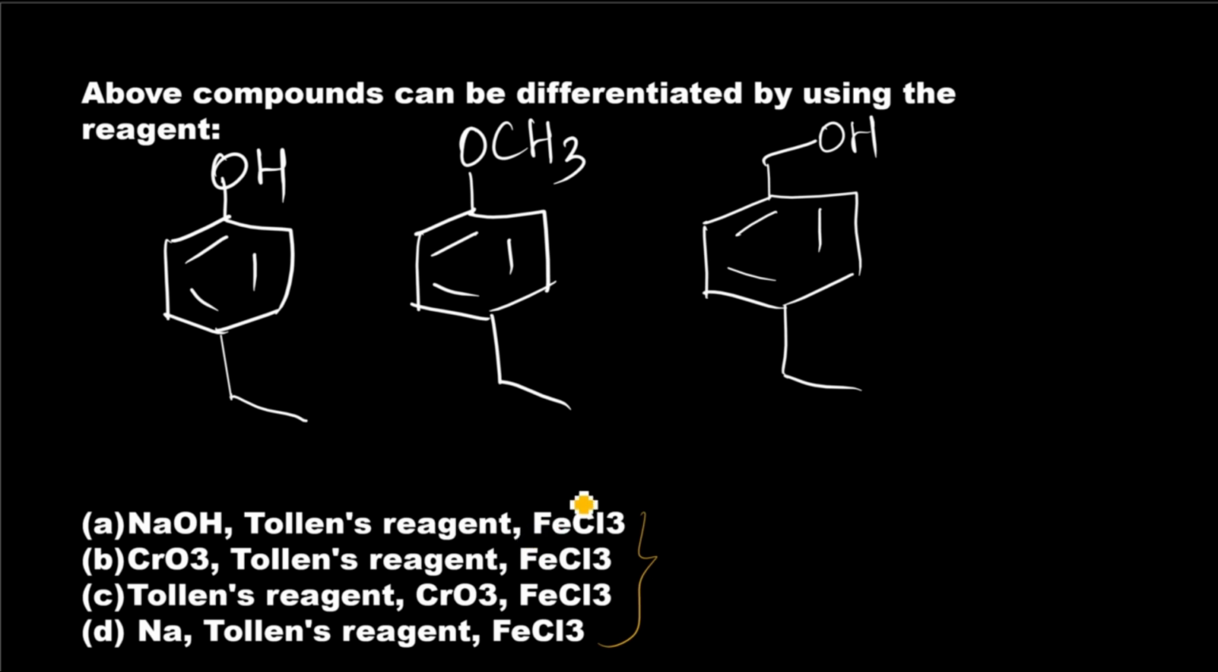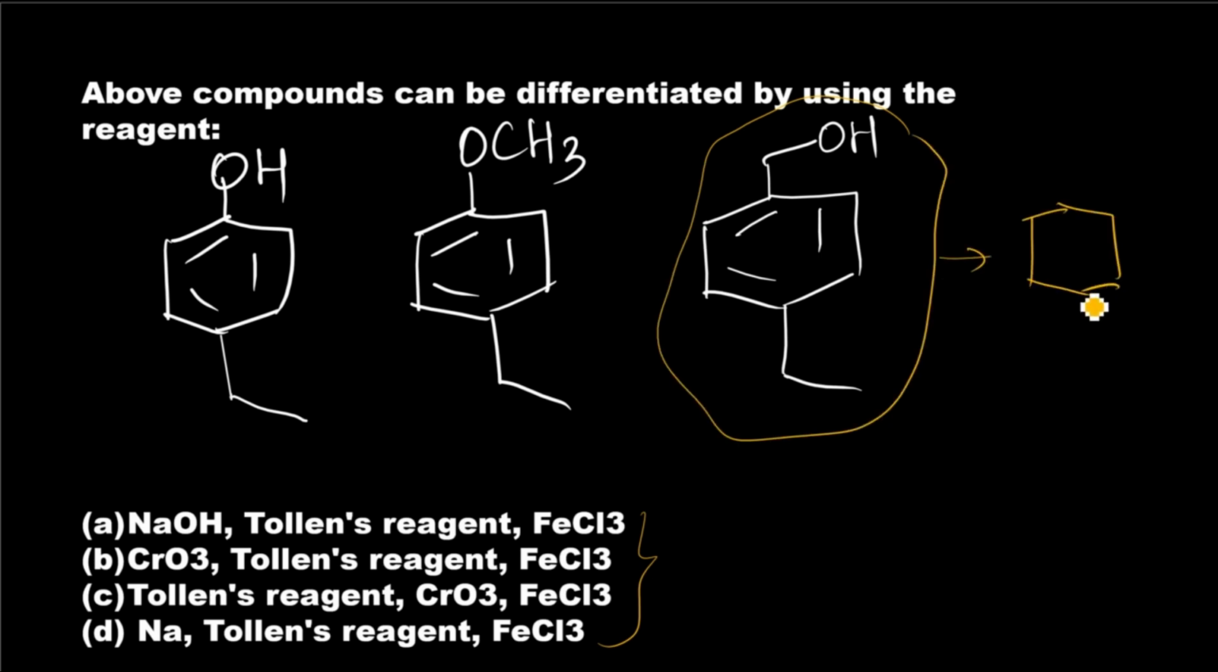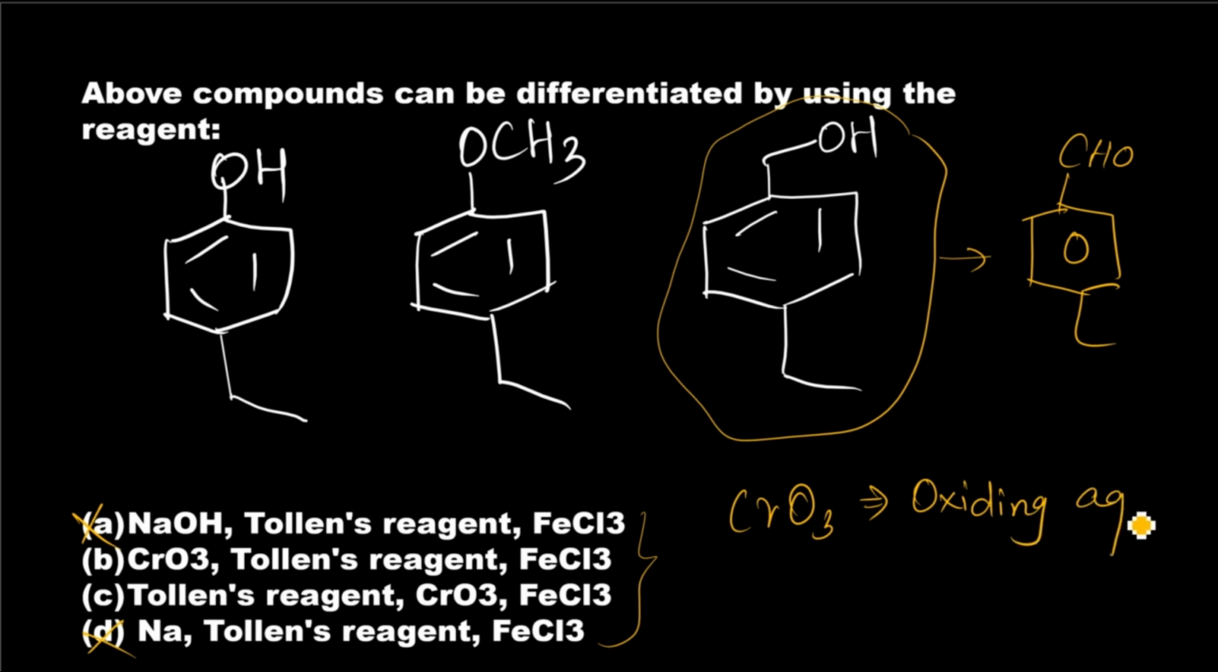Tollens reagent will give positive for this compound, because it will change that to aldehyde, right? So it will oxidize it and give you positive for Tollens reagent. What about NaOH? That will not give. And Na, it is not possible. Talking about chromic oxide, it is a mild oxidizing agent. So it is an oxidizing agent.